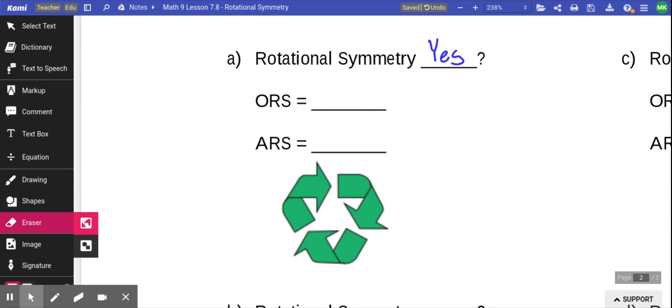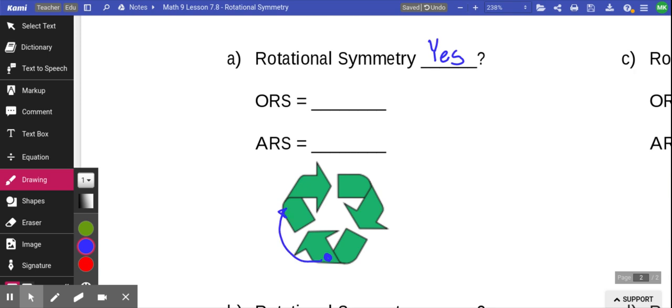To figure out the ORS, we're just going to count it. So I'm going to imagine I'm this arrow right here. Okay, so that's 1. If I rotated it up here, that would be 2 spots that are identical. I could rotate it over here. That's a third spot that it would be identical. So the ORS is 3 because there's 3 different spots I could rotate this image.